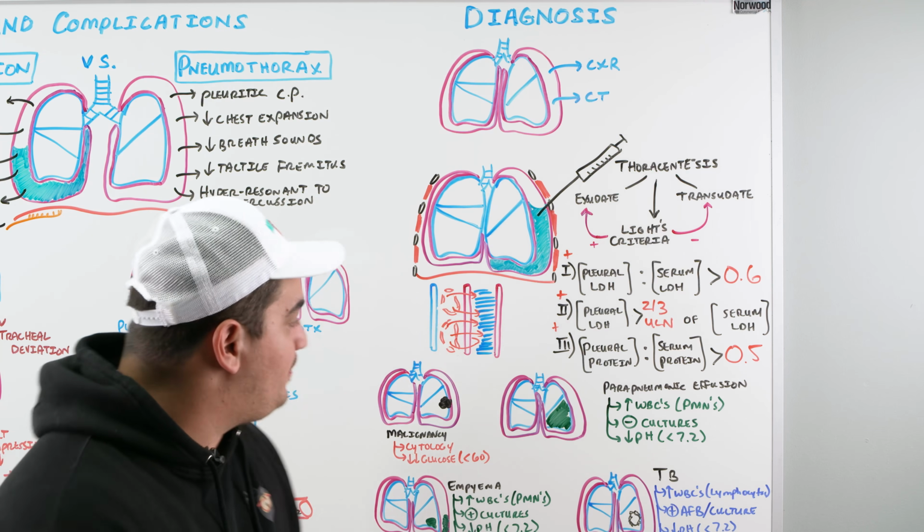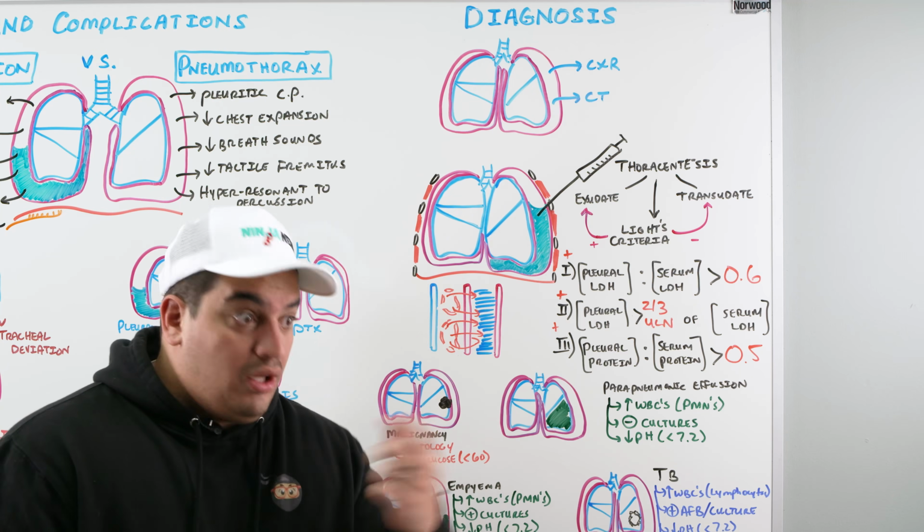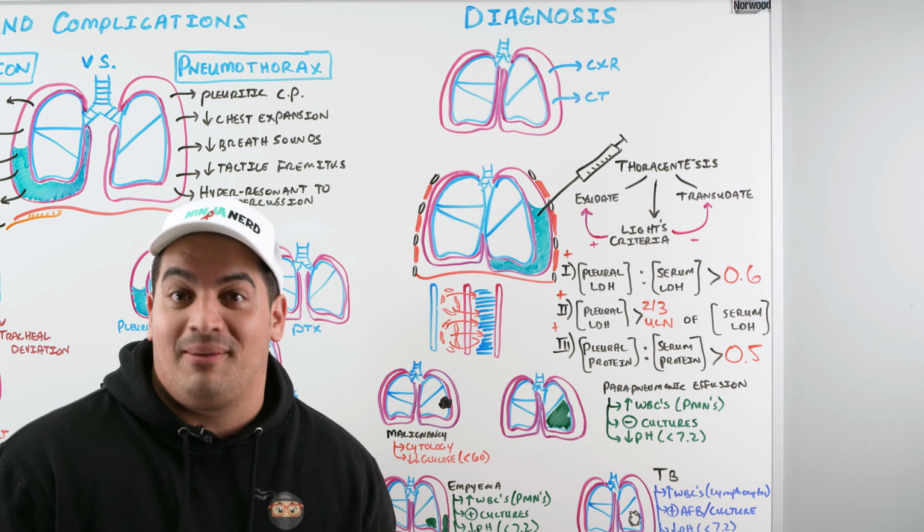So let's go through that now. One of the first things is, could it be a malignancy? If you look at their chest x-ray and the CT, you see a big mass, and it's near the lung pleura.